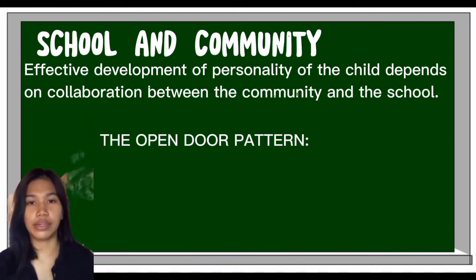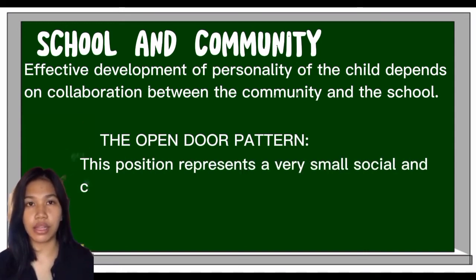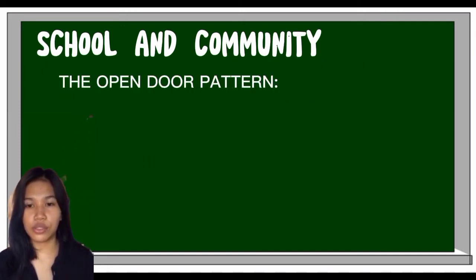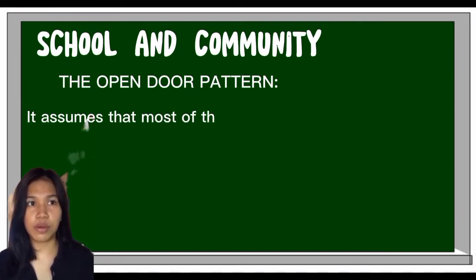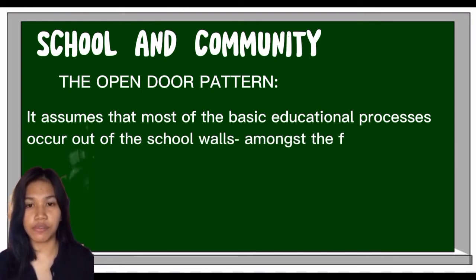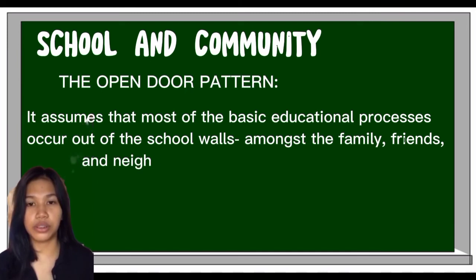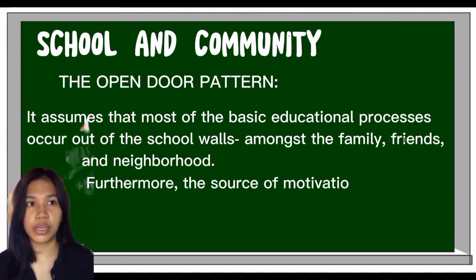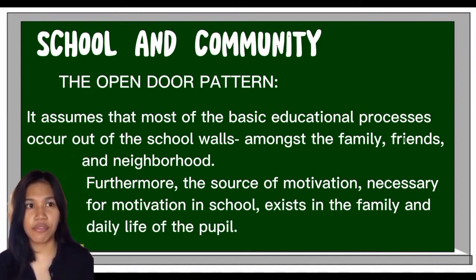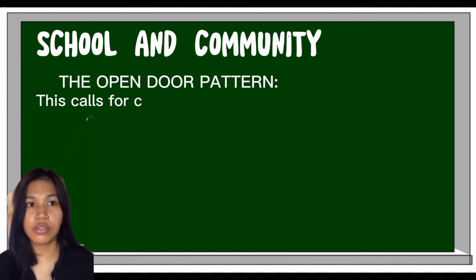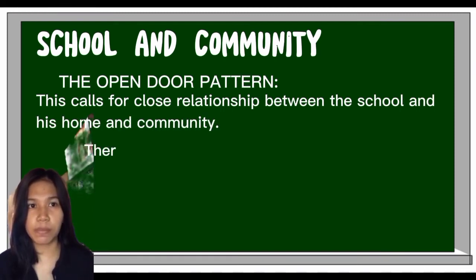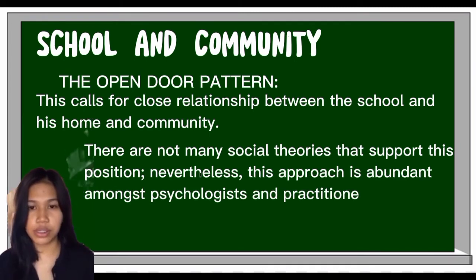The open door pattern. This position represents a very small cognitive distance and is therefore the opposite extremity to the closed door position. It assumes that most of the basic educational processes occur outside the school walls, amongst the family, friends, and neighborhood. Furthermore, the source of motivation necessary for learning in school exists in the family and daily life of the pupil. This calls for a close relationship between the school and the home and community. There are not many social theories that support this position.